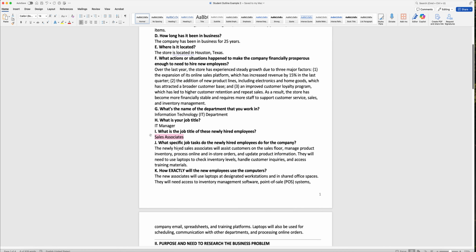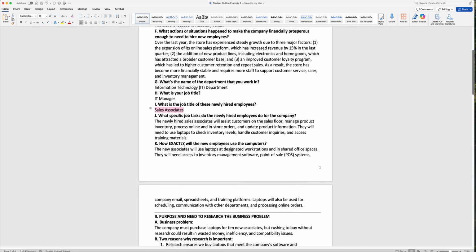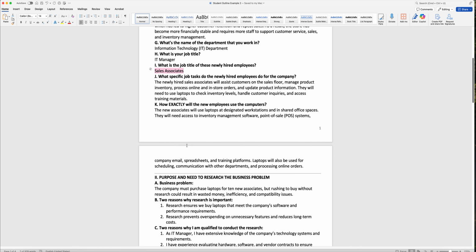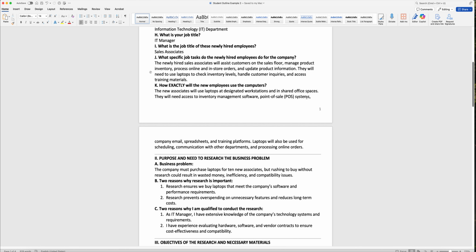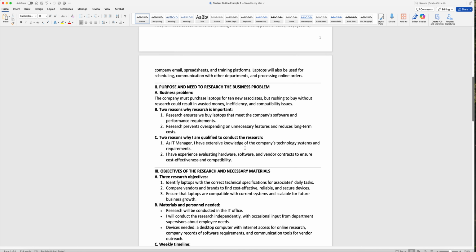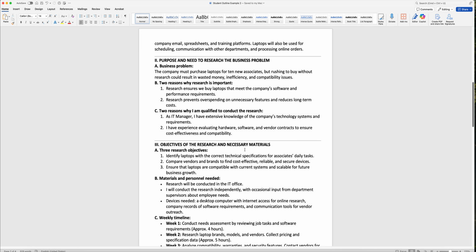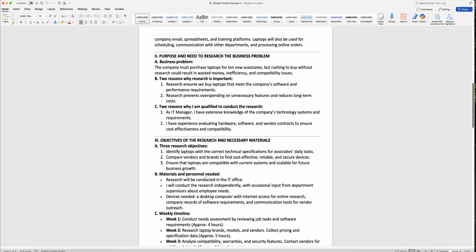So here, this student decided to write that they're going to hire sales associates. And then they go on to detail exactly what they will do, exactly how they're going to use the computers, and so forth, right? So you can see that the business problem is very well explained and laid out, and it's easy to follow.